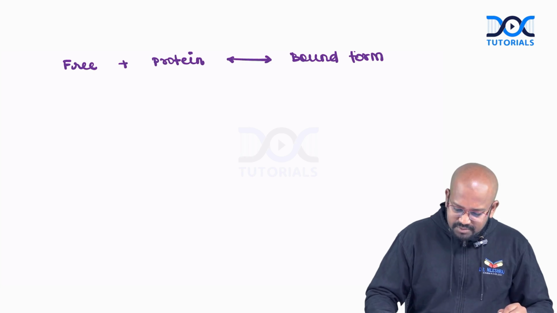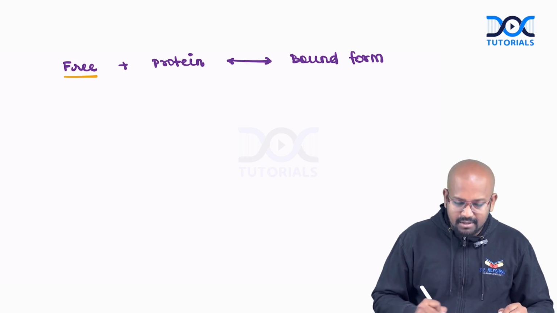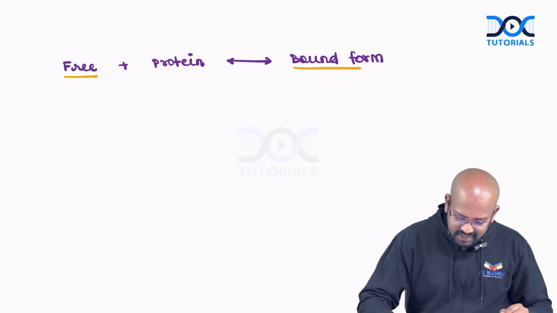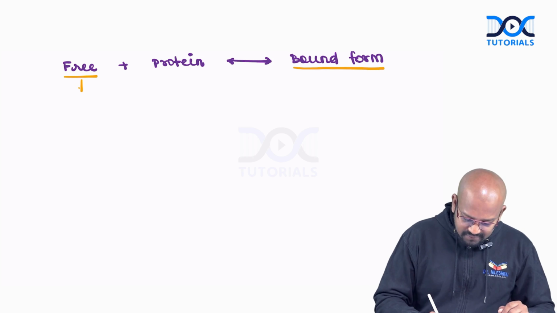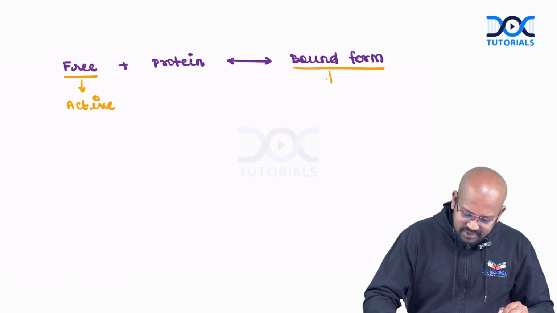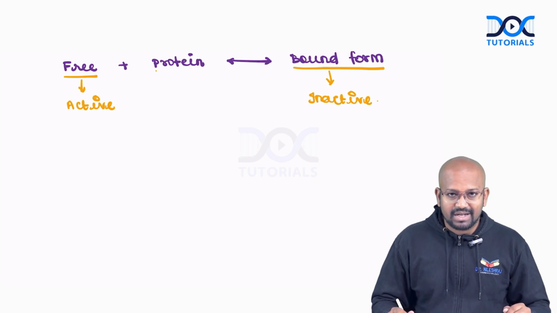Out of this, which is producing the mechanism of action, my dears? Fantastic. Free drug is producing the mechanism of action. Bound form is not responsible for producing the mechanism of action. That's why we call the free form the active form, whereas the bound form is called the inactive form. Free form will be called the active form, bound form will be called the inactive form.